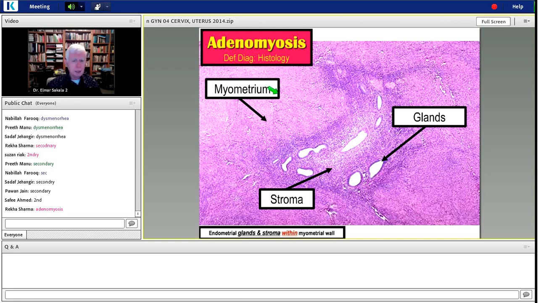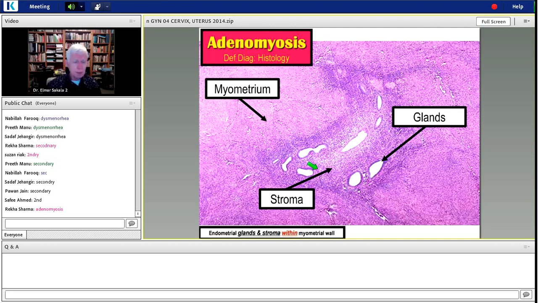This is a histology. This is myometrium. This is soft, smooth muscle over here, smooth muscle here, smooth muscle over here. This dark stuff and these glands is clearly not smooth muscle. This is endometrial stroma and endometrial glands. How did it get into the uterus?